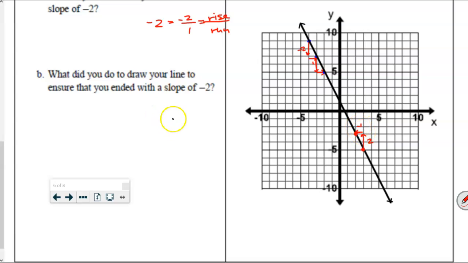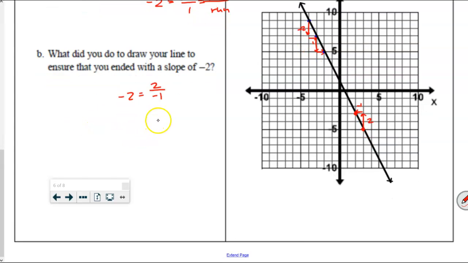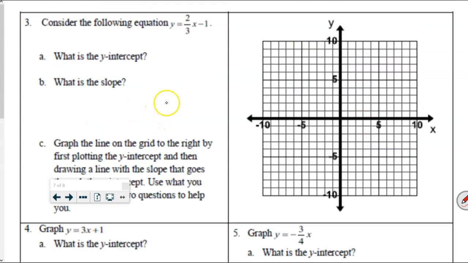Negative, exactly. So maybe, is it safe to say that -2 is equal to a rise of 2 and a run of -1? Is that safe to say? Did it work out the exact same way? Because what is a positive divided by a negative? Still a negative. Okay, so make sure that you understand that. We are going to move on.